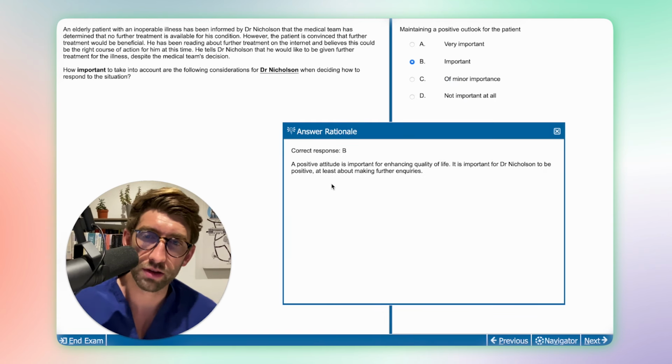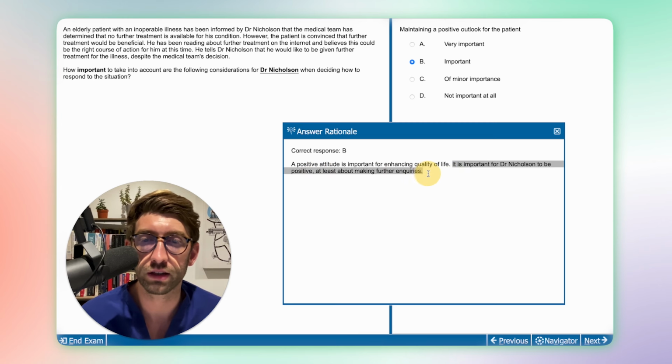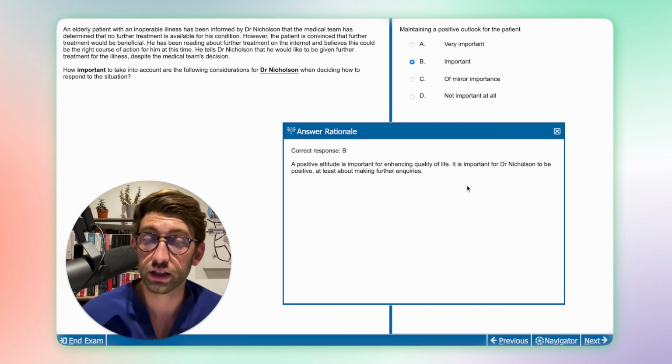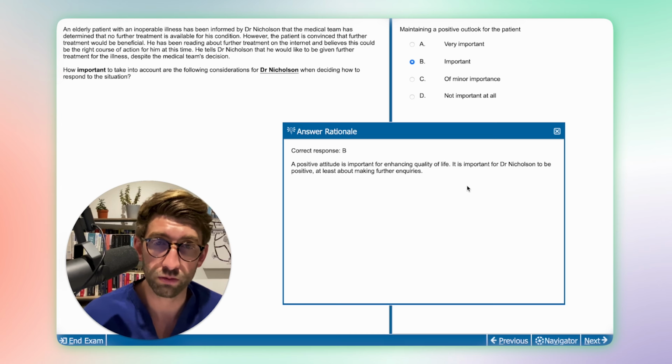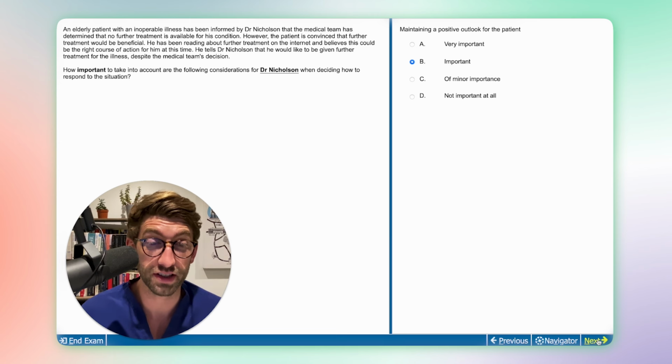Okay, yeah. Positive attitude is important for enhancing quality of life. It is important that Dr. Nicholson be positive, at least about making further inquiries. The other side of it is we don't want to give false hope as well. It's not a very good explanation here for why it's not very important, but I think I explained that quite well myself, if I say so myself.